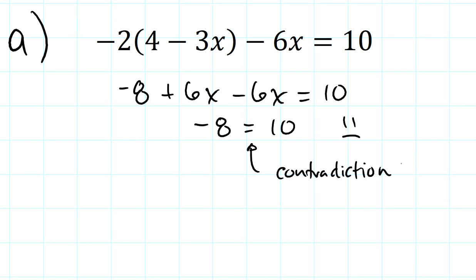Clearly, negative 8 and 10 are not the same thing, so we would have to say that there's no solution. I don't care what value of x you pick, there's no point when this will ever be the same. The reason is the x's cancel and you end up getting two numbers that are clearly not the same. It says they are the same. By the way, if we got a statement like negative 8 equals negative 8, then we would say it's an identity and all real numbers would be solutions. But here it's a contradiction, so there's no solutions.